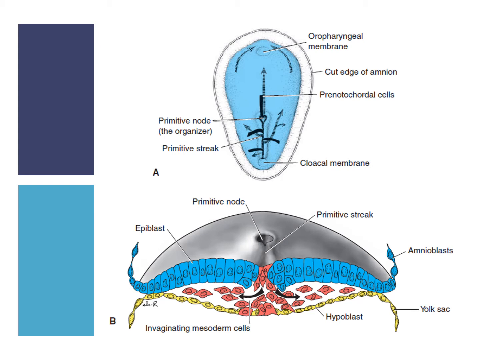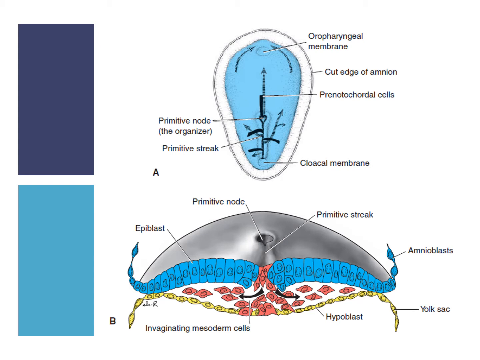As soon as the primitive groove appears, cells from the epiblast will begin to migrate towards the primitive streak. And when they arrive at the primitive streak, the cells will change their shape. They will separate from the rest of the epiblast and will move inward. This inward movement is called invagination.